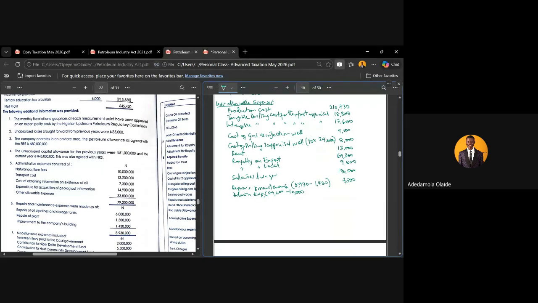Aside that, transport cost is allowable. Cost of obtaining information on existence of oil, we don't know what this is meant for, so we'll take it out because they gave us a specific cost for geological. Having taken that out, they told us other allowable, so we leave them like that. So what will this give us?